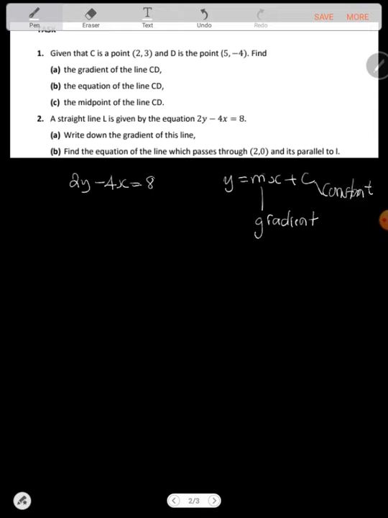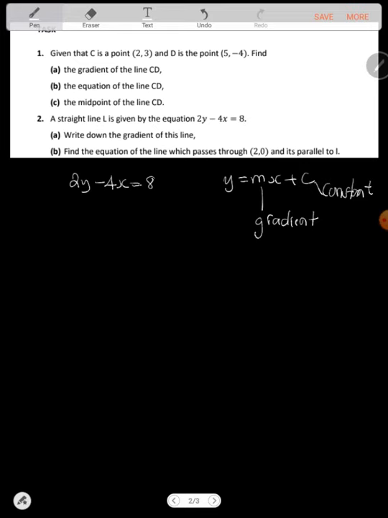This one, you've been given that the equation is 2y minus 4x equal to 8. You've been asked to find the gradient of this line. This equation must be written in this form, y equals mx plus c, in which m is the gradient, c is a constant, x is the value of x, and y is the y-intercept. So from here we need to find the gradient.